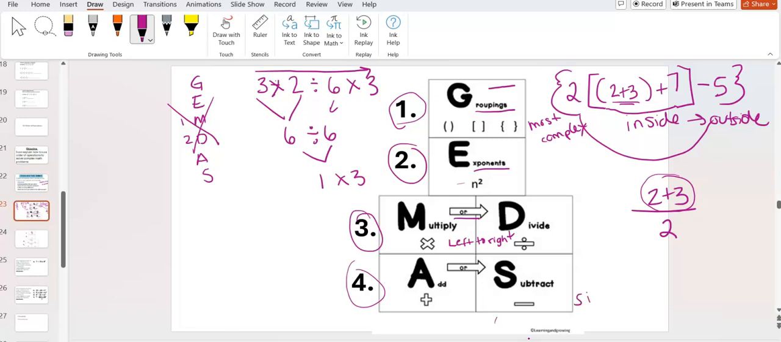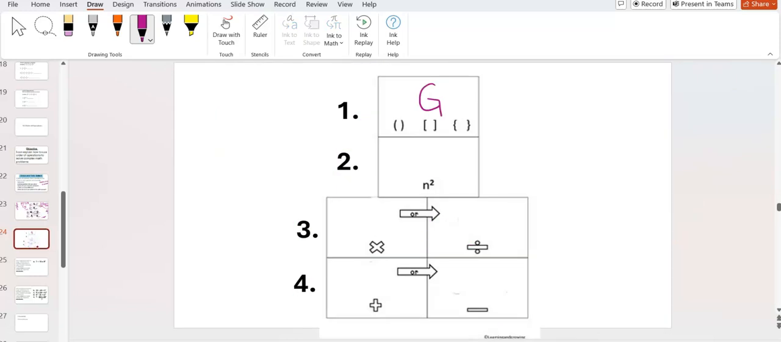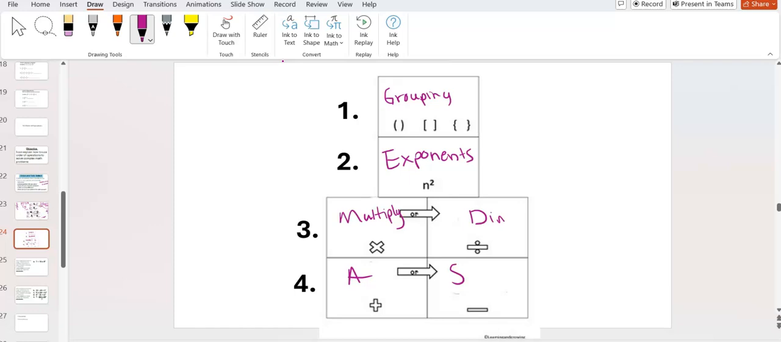And then addition and subtraction is our simplest operation. Okay? So make sure that you get this down, especially if you're using a blank one. And don't just write the G, you need to know what it means. So make sure you are writing grouping, exponents, multiplication or division, addition or subtraction. And you can actually write these out: multiply, divide, add, subtract.